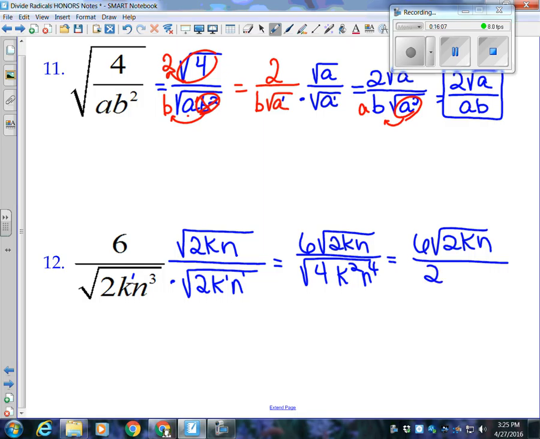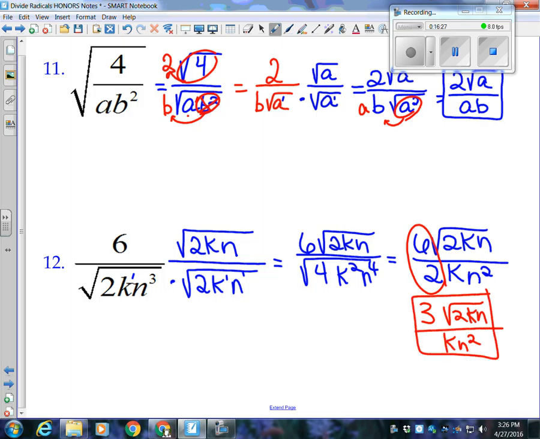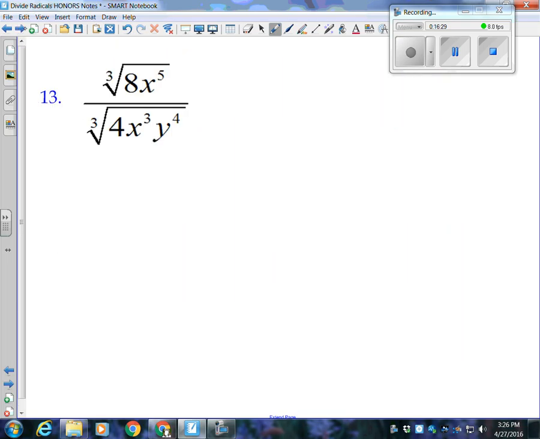And 2 comes out, 1k comes out, but how many n's can come out? N squared. Last step, I think if you'll notice closely, outside numbers can be divided by outside numbers, so that turns out just to be 3 square root of 2kn over kn squared. Final answer. All right, very good.